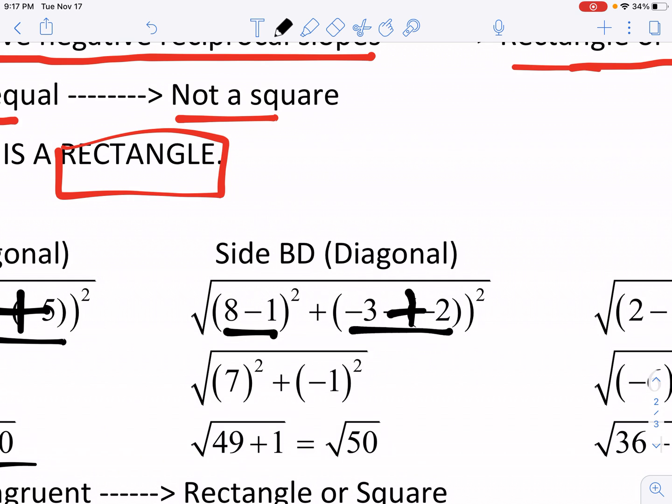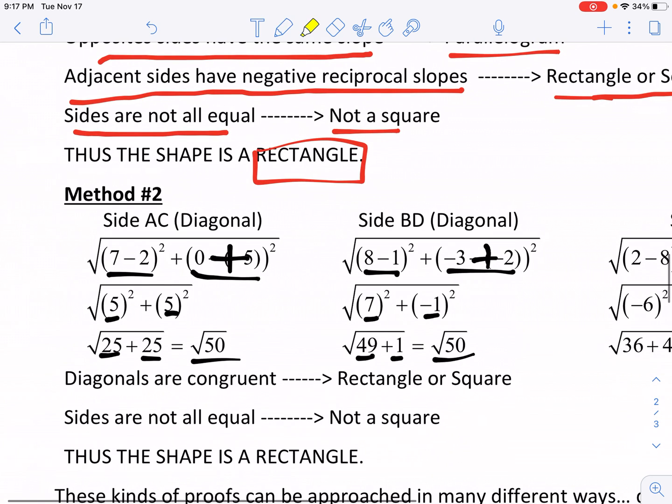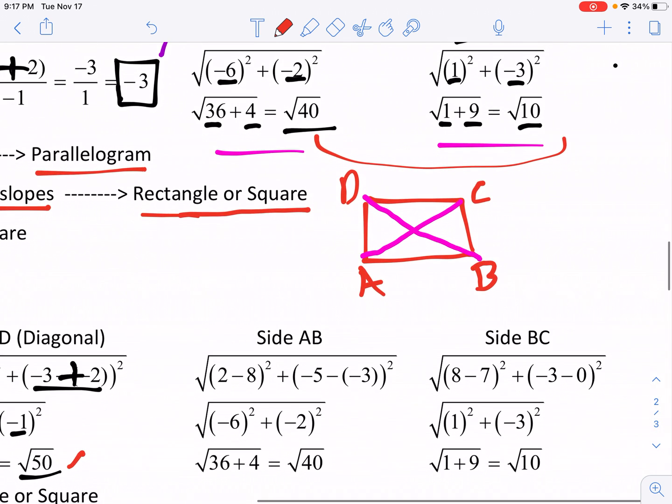So 8 minus 1 is 7. Negative 3 plus 2 is negative 1. 7 squared is 49. And negative 1 times negative 1 makes it a positive 1. 49 plus 1 makes 50. So we end up with the square root of 50. Now check these. Are these guys the same? Yeah, so we showed that this measure here is the same as this measure here. So it has to be a rectangle or a square, okay?